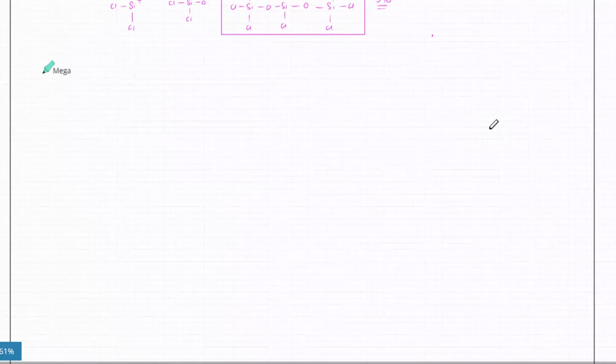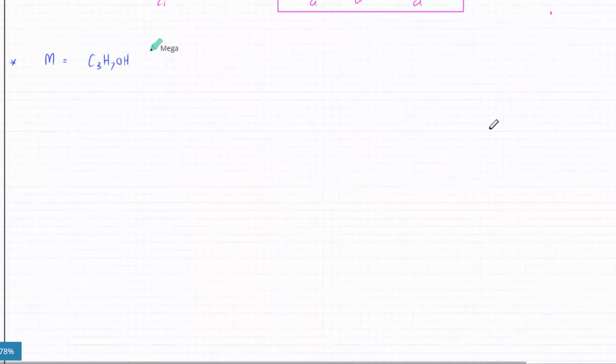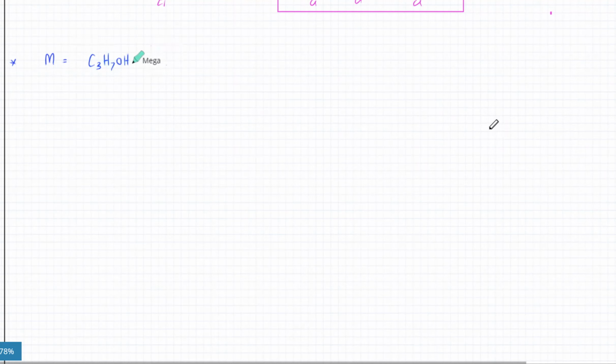So the question is, you figured out that there was an M peak, right? The M peak, assuming the carbon isotopes, is C3H7OH. So it had a mass of what? 3 carbons, 36, plus 16, that's 52, plus 8. So is this 60? Can somebody confirm this? Yes, 60. So this is 60, right?